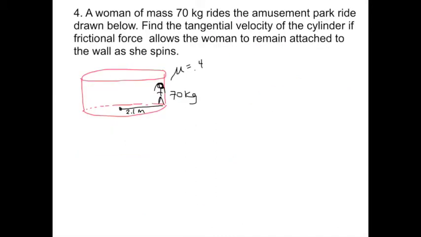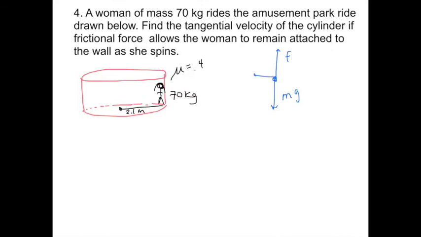So this next problem is one that comes up in AS Physics at Menlo Atherton High School. It says, a woman of mass 70 kilograms rides the amusement park ride drawn below. Find the tangential velocity of the ride if frictional force allows the woman to remain attached to the wall as she spins. So basically this is one of those amusement park rides where people stand around the perimeter of a cylinder, and then as they spin around, they're kind of stuck to the wall by the force of the ride. So if we look at it a little bit more closely by drawing a free body diagram for the woman, we see that she has some weight, mg, that must be canceled out by an upward frictional force that's going to keep her from just sliding down the wall of the ride.